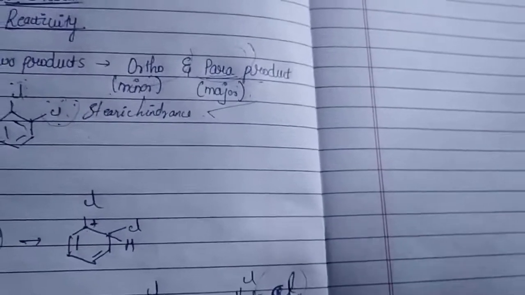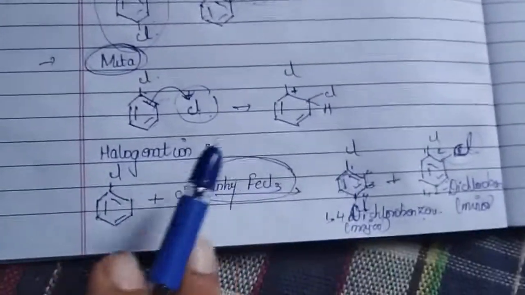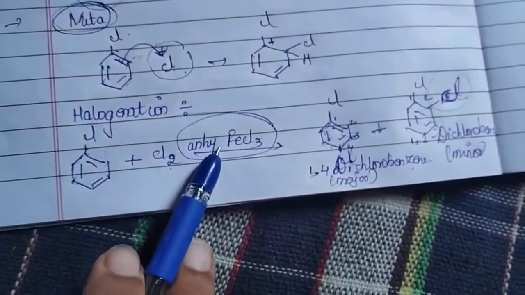Now the question arises that, sir, chlorine being an electronegative element, how can it be an electrophile? If you are having this doubt, you have to make your eyes go over here.